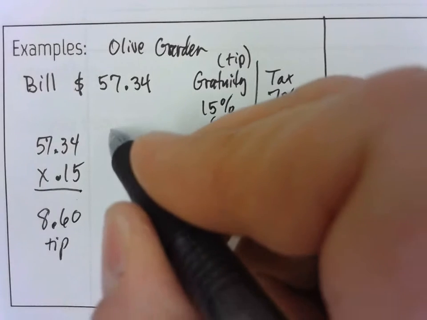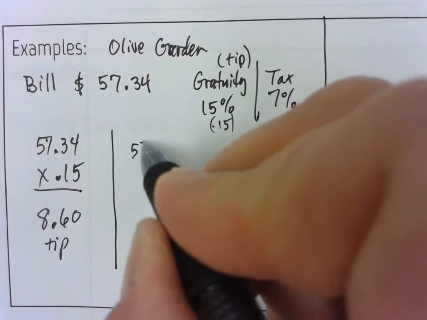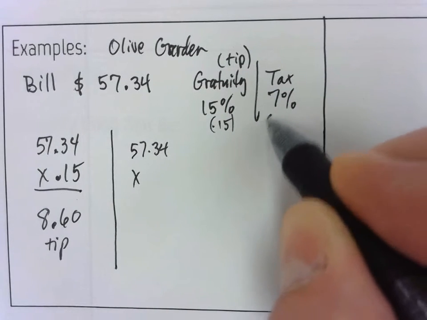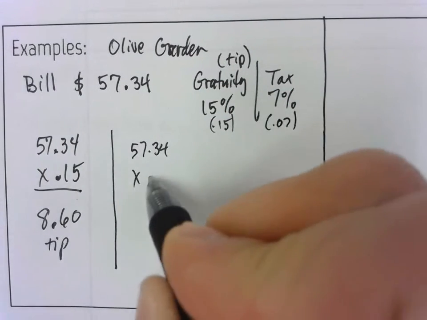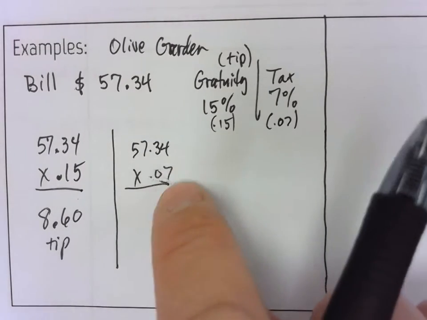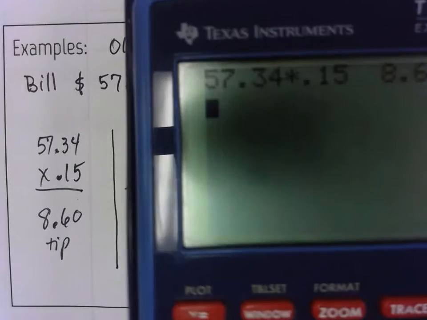Okay. Also, going to have to pay some tax. So again, I'm going to take my 57.34. And the decimal for 7% is 0.07. Now again, if you had to do that by hand, you just have to multiply all that out by 7, move the decimal over 4 places. All right, so let's do it real quick here.